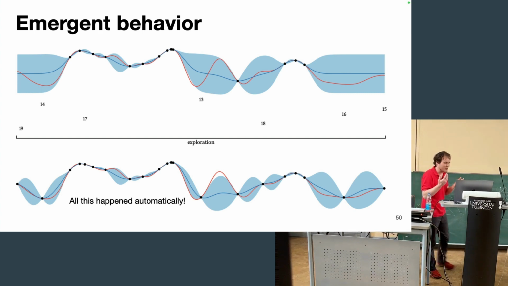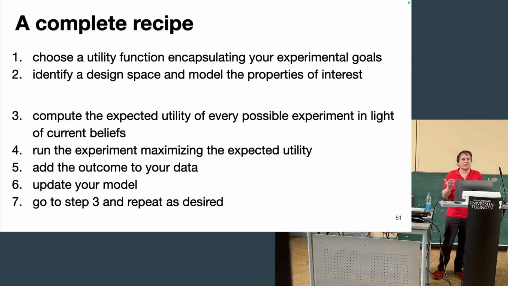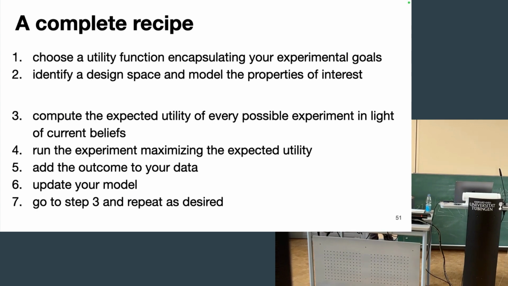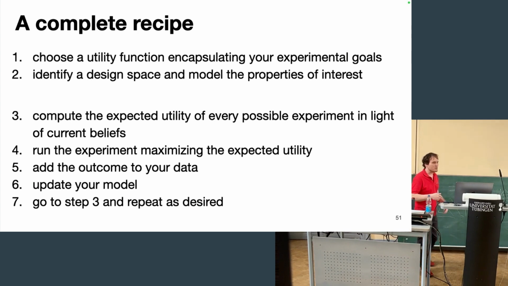It's just following a very simple recipe for experimental design, which is outlined on this slide. So if I want to use this Bayesian decision theoretic method to design experiments, then here's a recipe I can follow. There's two steps I need to do at the beginning, which I can do in either order. The first one is to choose a utility function that is somehow going to encapsulate my experimental goals. And then the second step is to identify my design space and model the properties of interest.